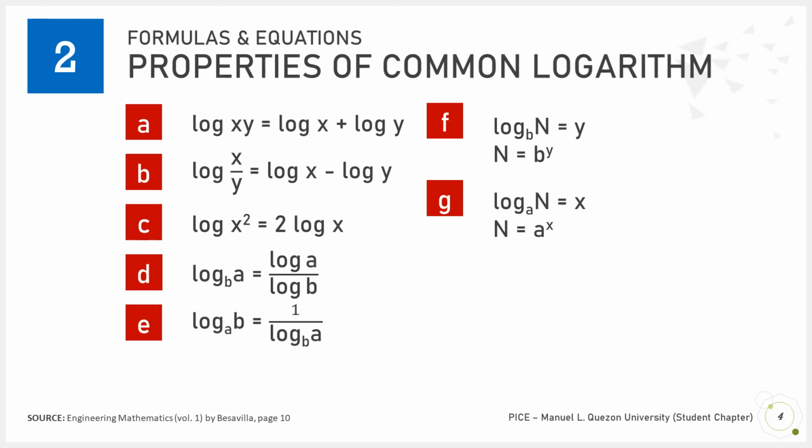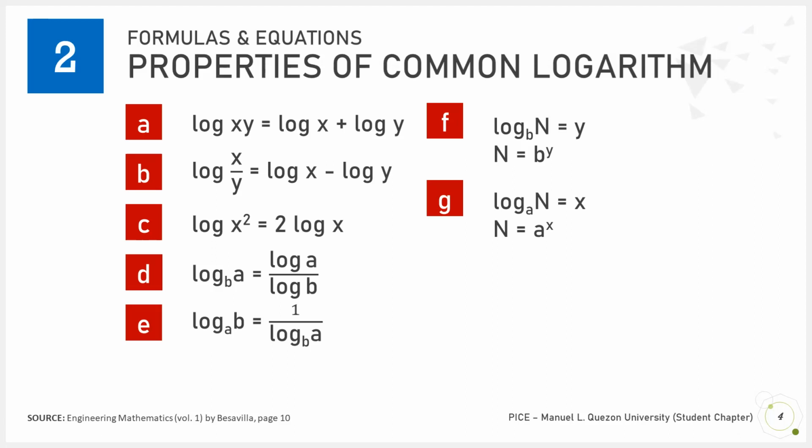And then for letter D, we have here the common logarithm of a to the base b. So kung mapapansin nyo, yung numerator natin, ang argument niya is kung ano yung argument doon sa common logarithm of a to the base b. Tapos kung ano naman yung base natin doon, which is b, yun yung magiging argument doon sa denominator.